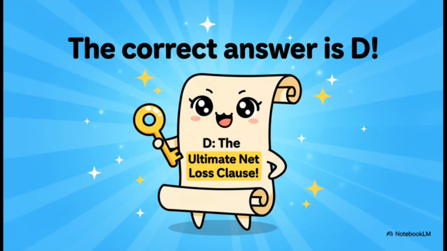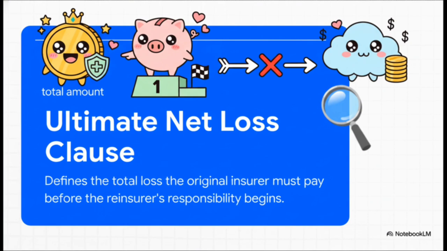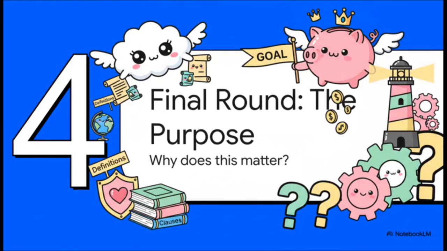And the answer we were looking for is D, the Ultimate Net Loss Clause. Sounds complicated, but it has a very specific and very important job. This clause is basically the heart of non-proportional reinsurance. It defines exactly what counts as a loss, and, more importantly, it sets the starting line. It establishes the total amount the first insurer has to pay out of its own pocket before the reinsurer's responsibility even kicks in.